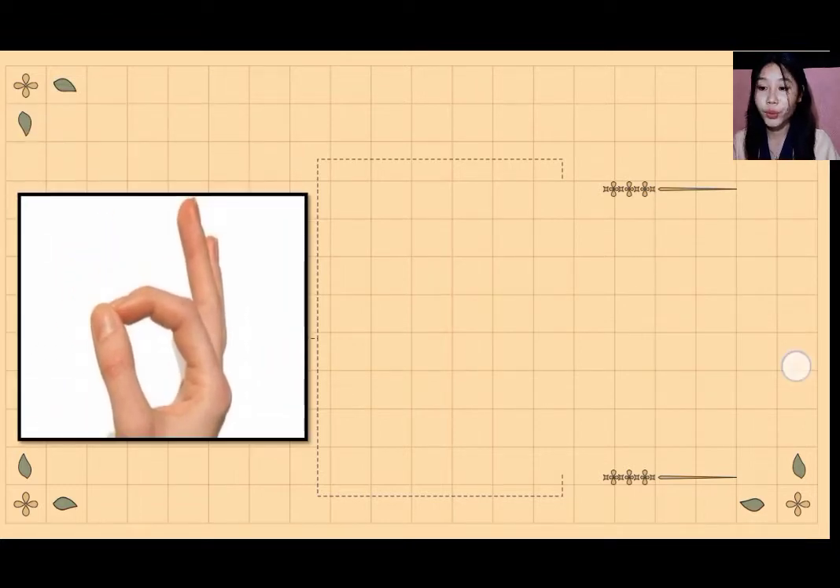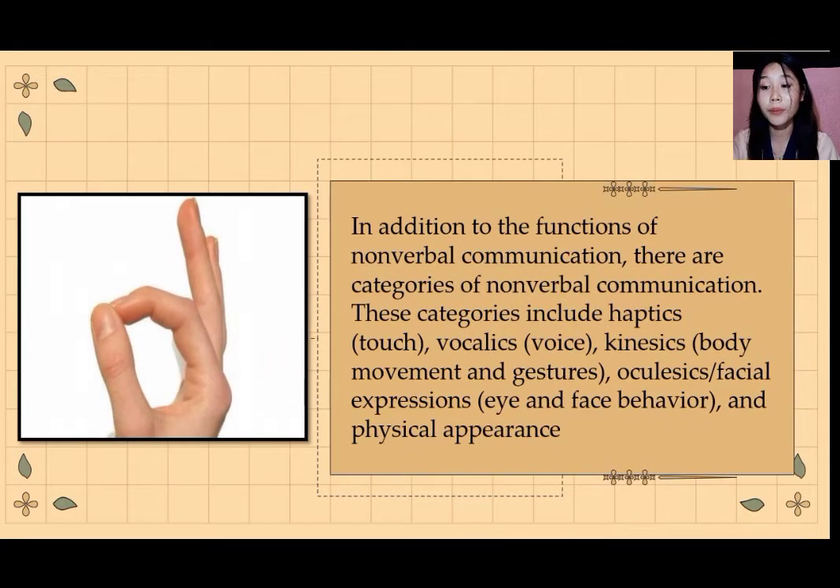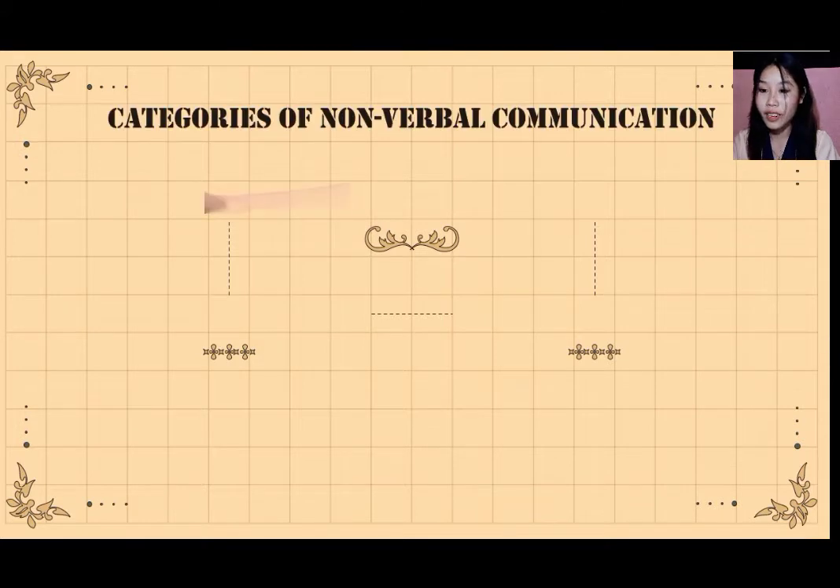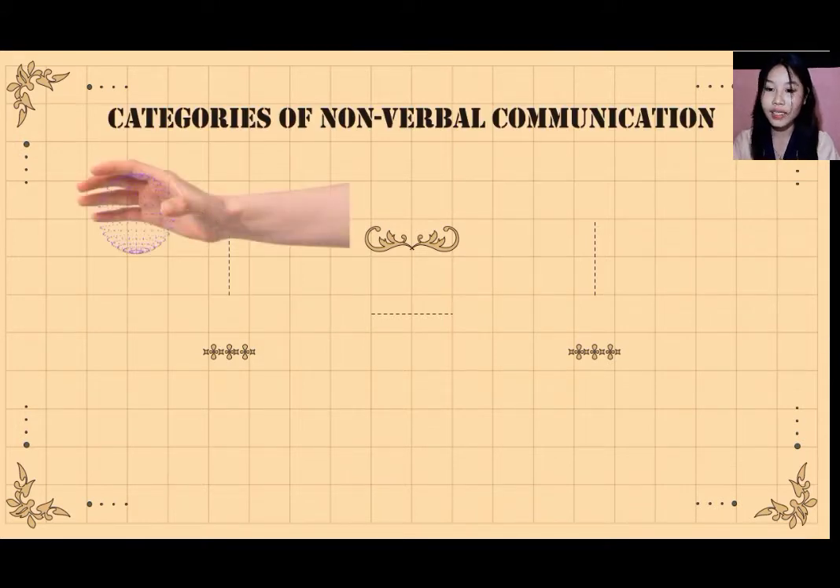In addition to the function of nonverbal communication, there are categories. So we have these categories. It includes the haptics, which is the touch, then the kinesics, which refers to body movement or gestures. Then we have oculesics, or facial expressions, which pertains to eye and face behavior, and of course the physical appearance. So our first category is the haptics.